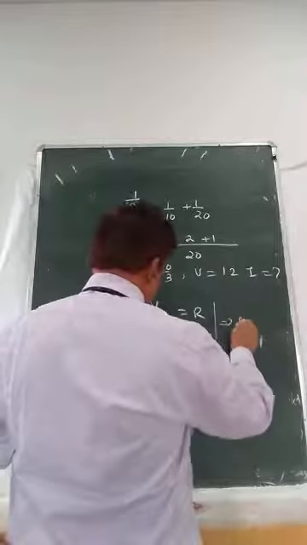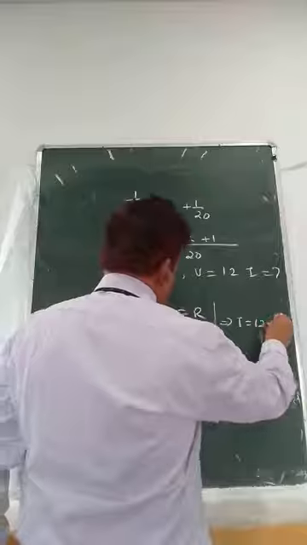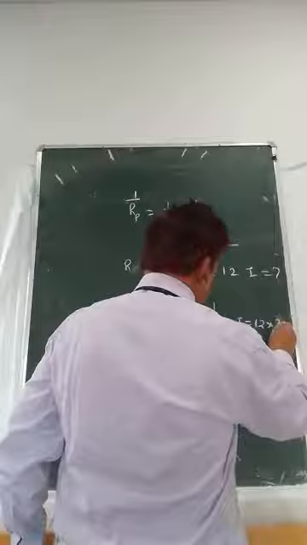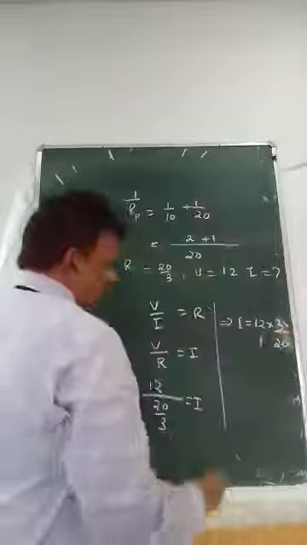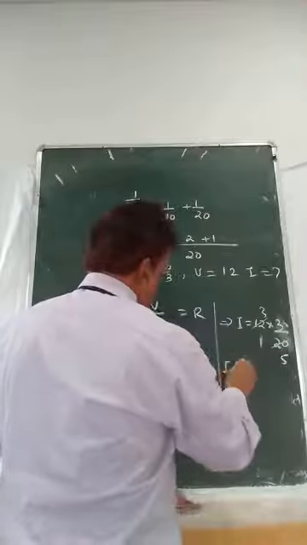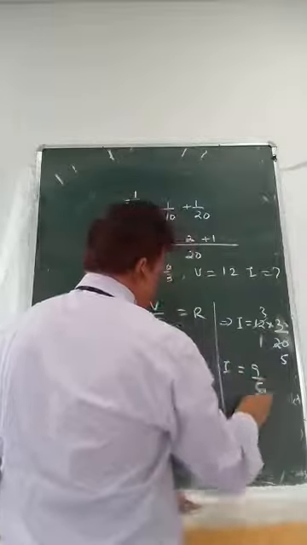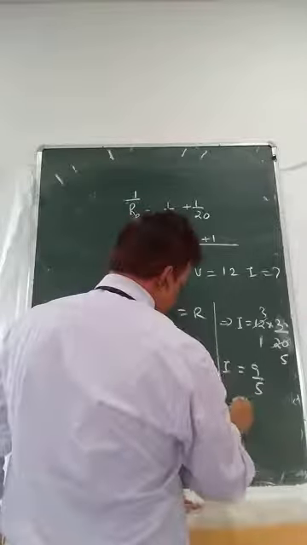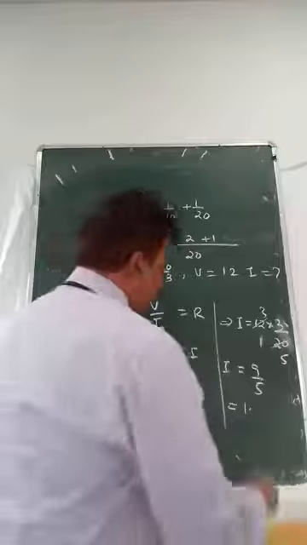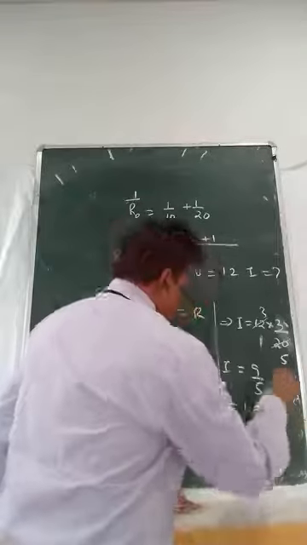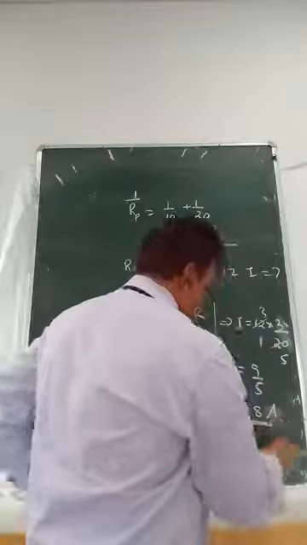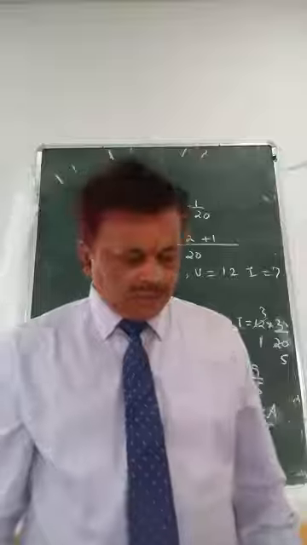Implies I equals 12 into 20 by 3. 20 by 3 will be 3 by 20. So 4 3's are 12, 4 5's are 20. I equals 9 by 5. So 9 by 5 means 1.8 ampere, not ohm. Okay, so like this, more questions we will do tomorrow.